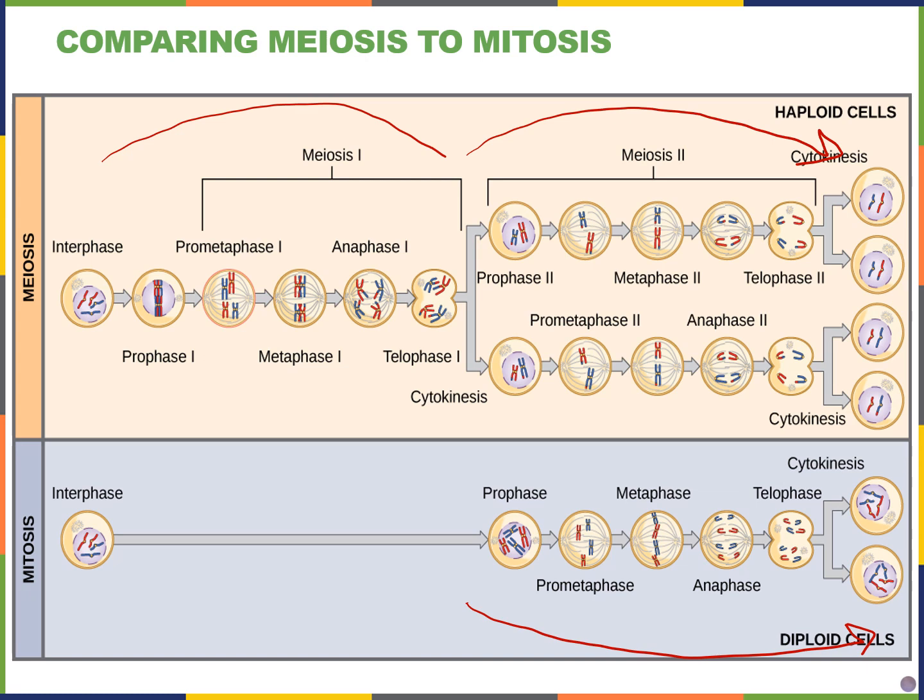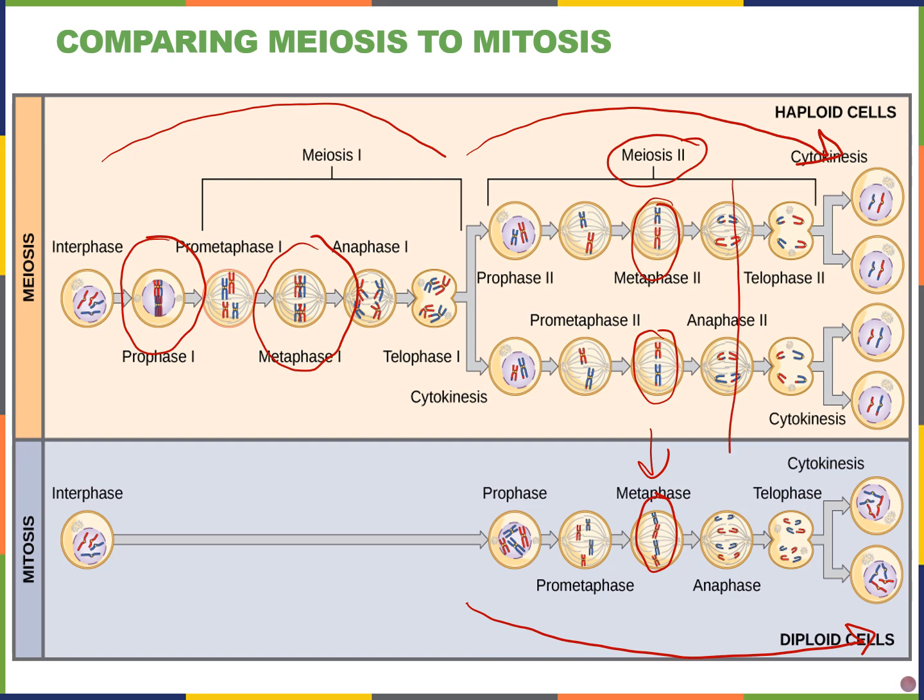I can see the chromosomes line up differently. In metaphase 1, they line up side by side. Remember, those homologous chromosomes line up side by side. And you can't really see it, it's too small, but there's crossing over during prophase 1. And I can see that meiosis 2 looks a lot more like mitosis, because in metaphase 2 of meiosis and metaphase of mitosis, those sister chromatids are lined up and they're going to be split up during anaphase.